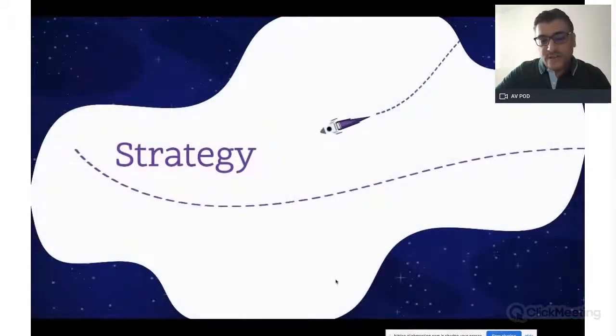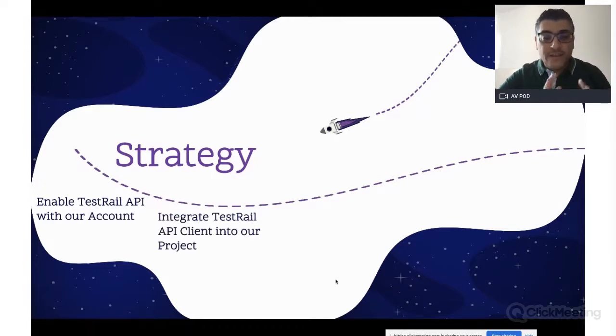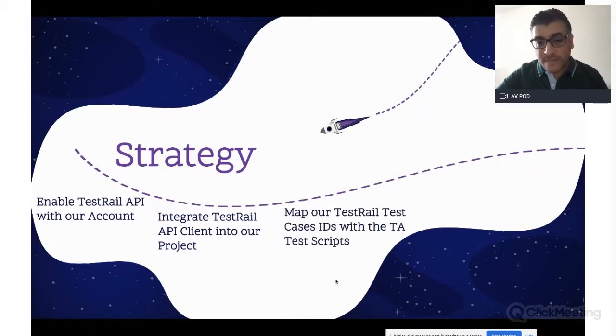So our strategy is to try to solve our problem. We will start from the TestRail side, because TestRail is a test case management tool, and we need to enable connecting through the TestRail APIs with our account. So we need to change the settings on the TestRail project to be able to connect with the API. Then, as the second step, we need to find and integrate a TestRail API client into our XCUITest project, to be able to add the test case IDs in our project and then send them through the API to TestRail.